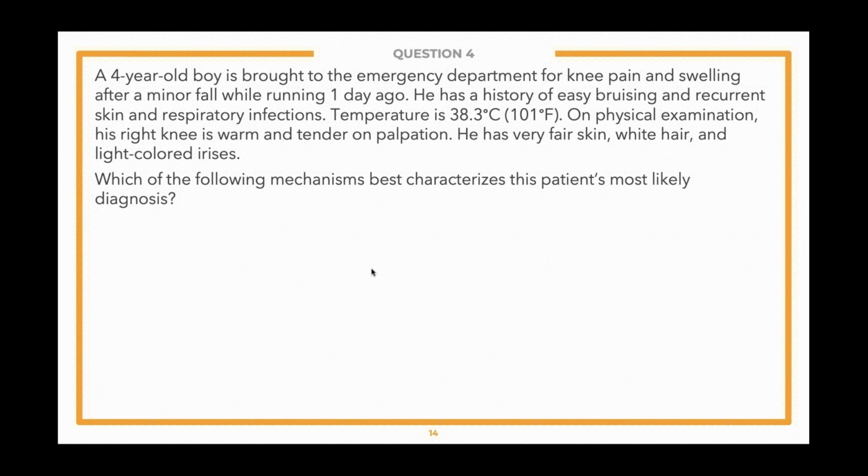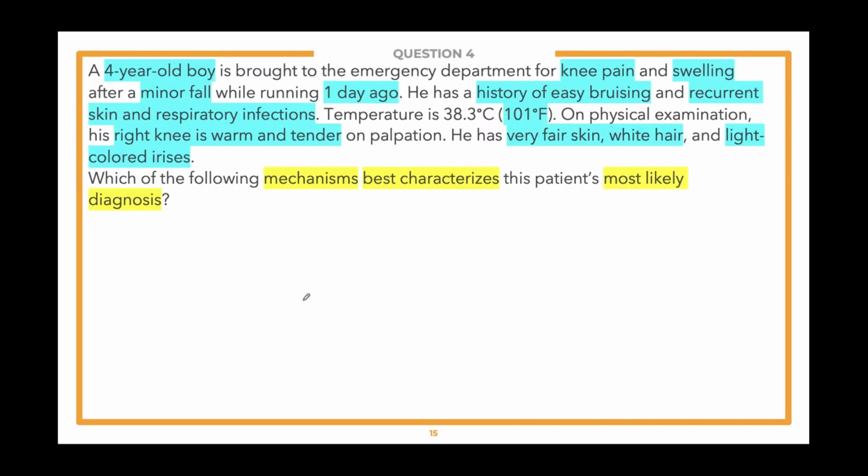Okay. And now you can see that we've got a 4-year-old boy, so a little bit of a younger patient here, but still a pediatric case. His presenting signs and symptoms are knee pain and swelling after a fall when he was running a day ago. Now they tell us he has a history of easy bruising and recurrent skin and respiratory infections. We see that he's febrile. We also see some abnormal physical exam findings there. They tell us about dermatologic history, about fair skin, white hair, light colored irises. So you definitely want to make note of that and figure out how that's playing in here.